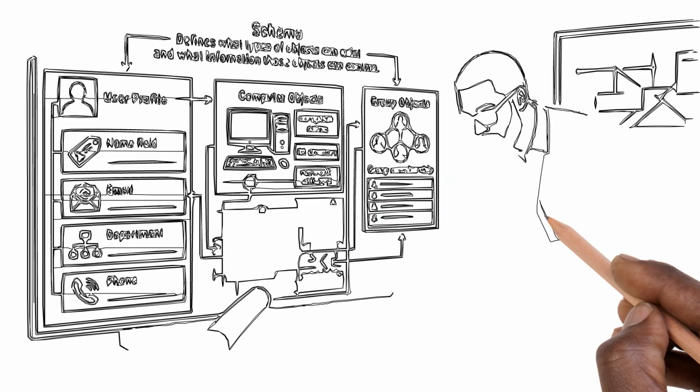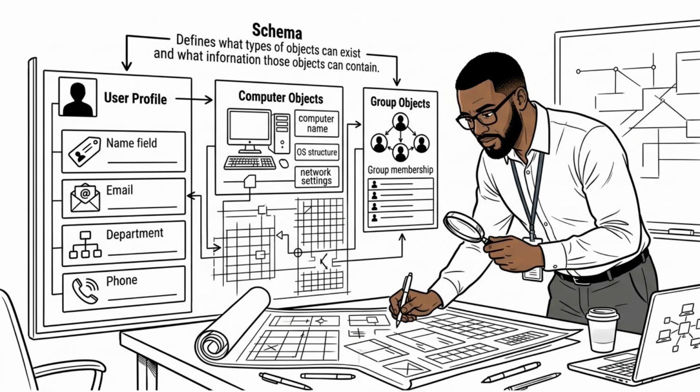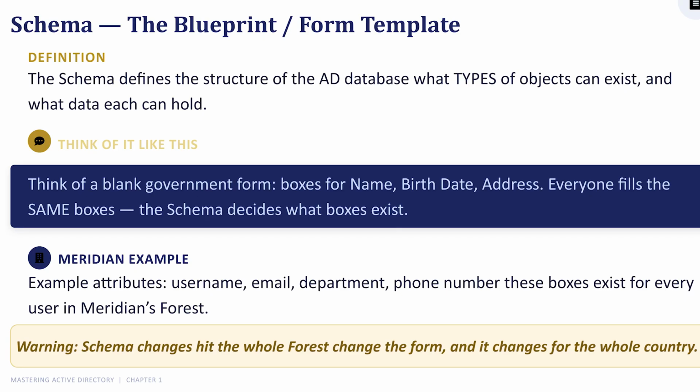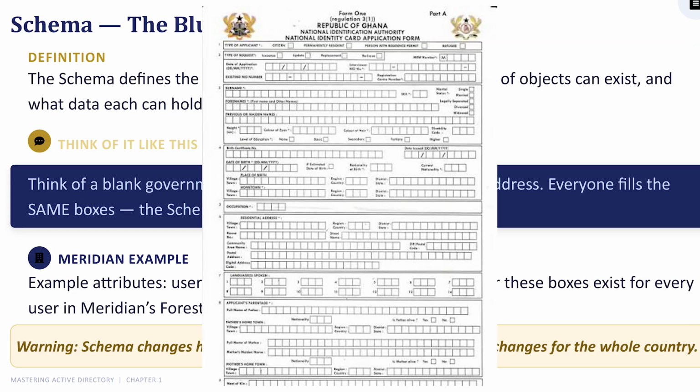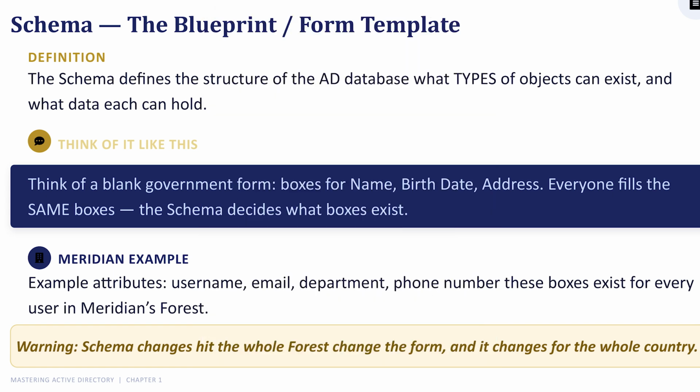We are looking at schema. I'm calling it the blueprint or form template. The definition says the schema defines the structure of the entire AD database, which is the Active Directory database. It decides what type of objects can exist, and what information those objects can contain. The slide uses a government form analogy. Let's take the Ghana card for example. When you went to register for the Ghana card, you filled a form, and the form had your name, date of birth, address, and a whole lot. Everyone filled the same basic fields. Anyone who came to the Ghana card office to register filled the same form, with name, date of birth, and all those things. That's the schema.